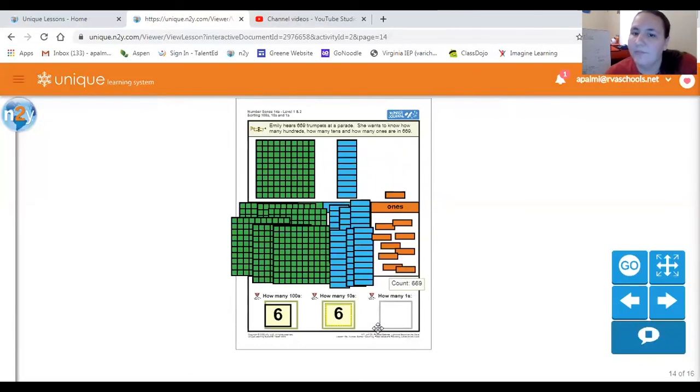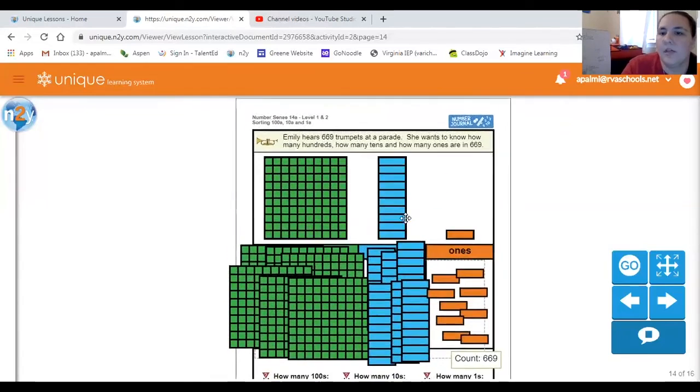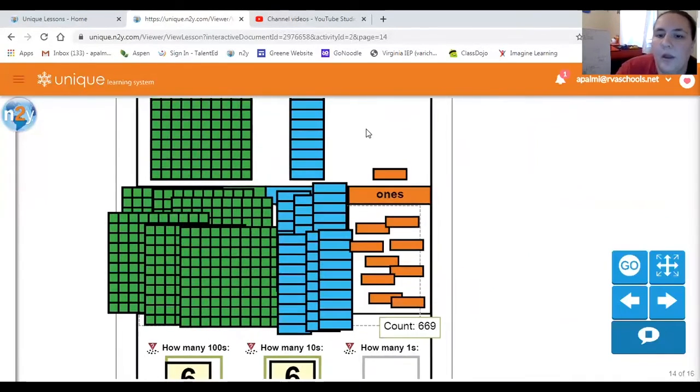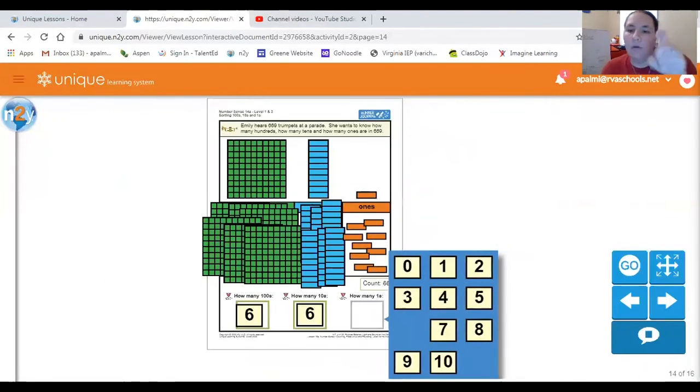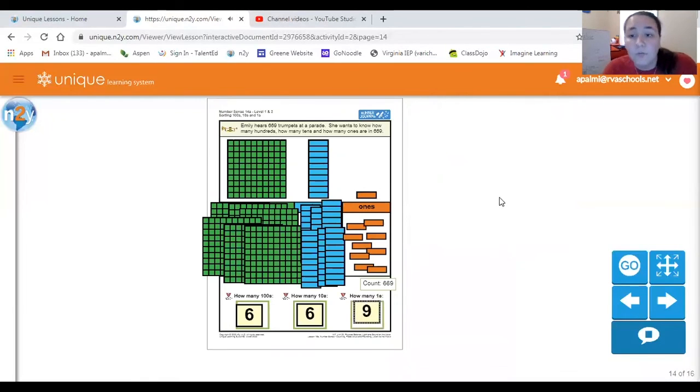There it is. All right, and my last one, I need to count how many units I have, how many ones. So let's count those together. I'm going to zoom in so you can see a little bit better. All right, here we go. 1, 2, 3, 4, 5, 6, 7, 8, and 9. We have 9 units. So with your finger, can you please find the number 9? Beautiful job.